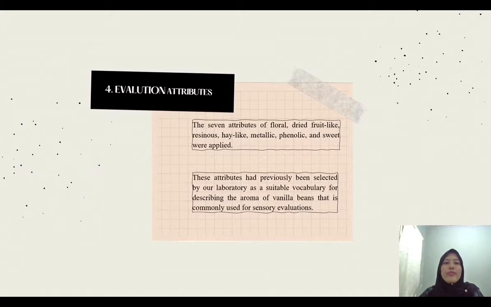For the fourth procedure, which is evaluation attributes, there are 7 attributes: floral, dried fruit-like, resinous, hay-like, metallic, phenolic, and sweet were applied. These attributes had previously been selected by our laboratory as a suitable vocabulary for describing the aroma of vanilla beans that is commonly used for sensory evaluation.